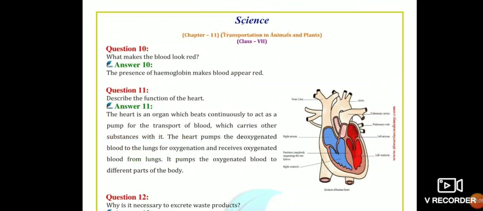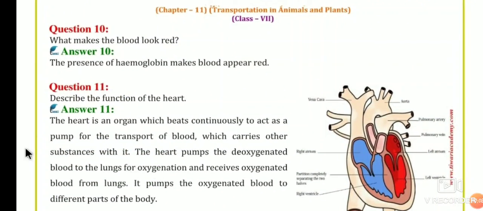And last, they have given: what makes the blood look red? Due to the presence of hemoglobin, the blood is red in color. You should write like that, or you should write, the presence of hemoglobin makes blood appear red.